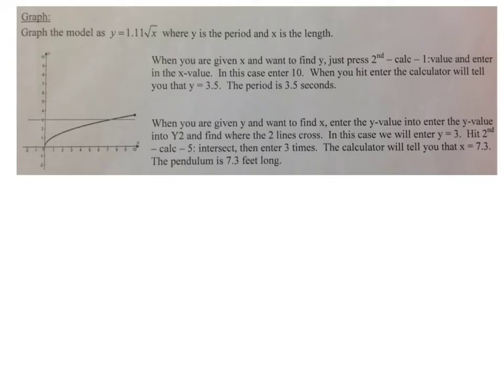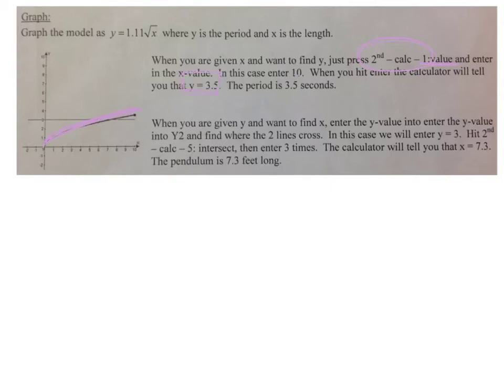And so here's what happens if you put y equals 1.11 square root of x, because you have to use y and x instead of t and L, but it's the same thing, into your graphing calculator. It's going to have the curve like this. And so for the first question, when you're given x and you want to find y, all you have to do is hit second calc and then pick value. And you can enter in any x value you want. So in this case, you enter in a 10. And when you hit enter, it will give you the 3.5 that you were looking for.